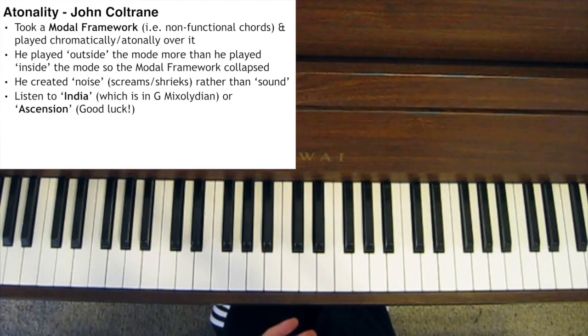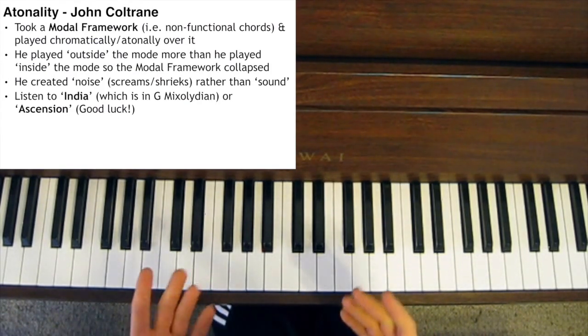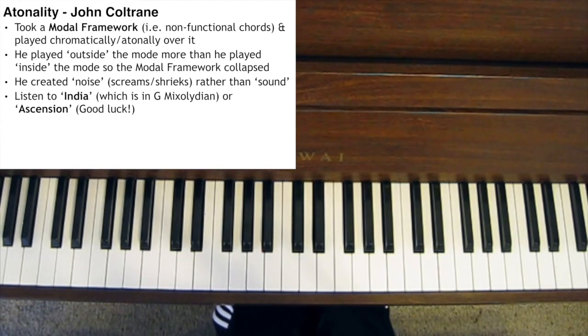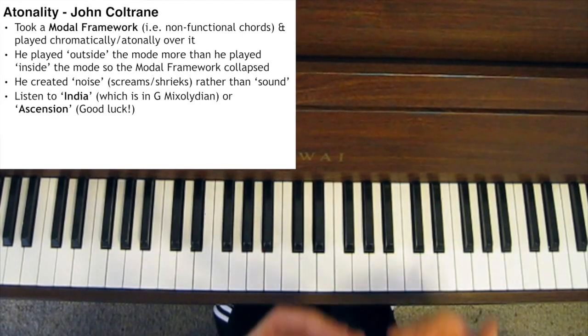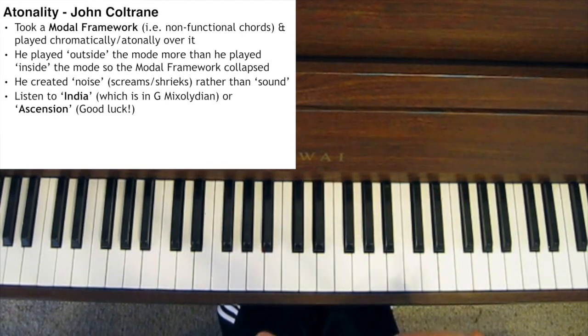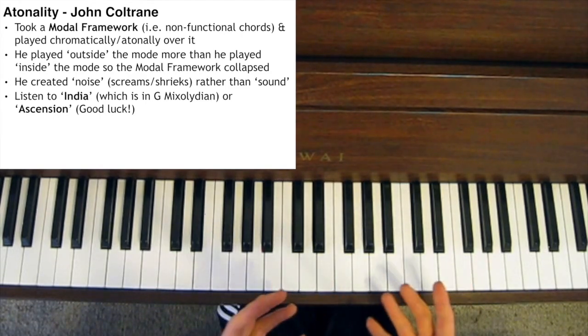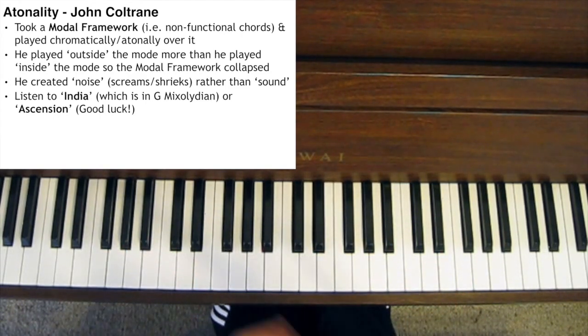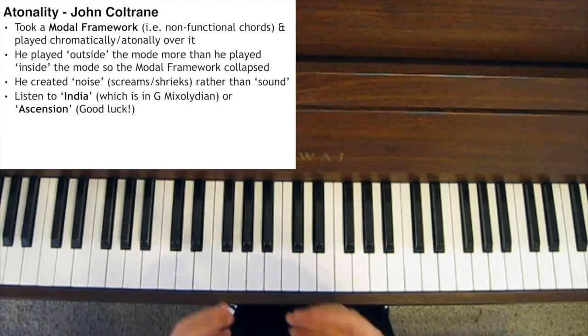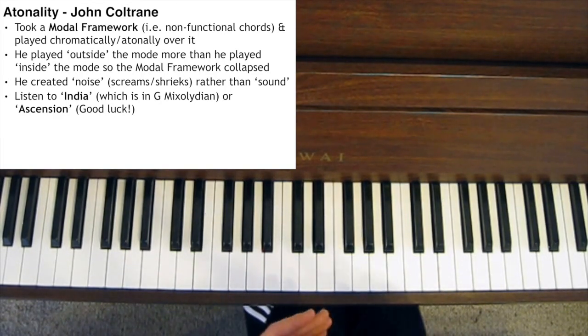Now it's worth discussing how various jazz musicians approached atonality. So first let's look at John Coltrane. Now in songs like India, he took non-functional chords, like are found in modal jazz, but improvised over them using a lot of chromaticism, so he wasn't just playing in a single mode. In fact, he played outside the mode more often than he played inside the mode, so the whole modal framework kind of collapsed. The mode just kind of functioned as a starting point from which to depart into atonality.